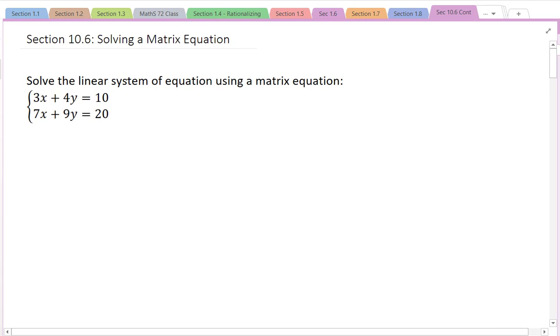Hi there, in this video we're going to work on solving a linear system of equations using a matrix equation. So what is a matrix equation? We can turn a system into a matrix equation, something of the form a matrix A times a matrix X equals some other matrix B.